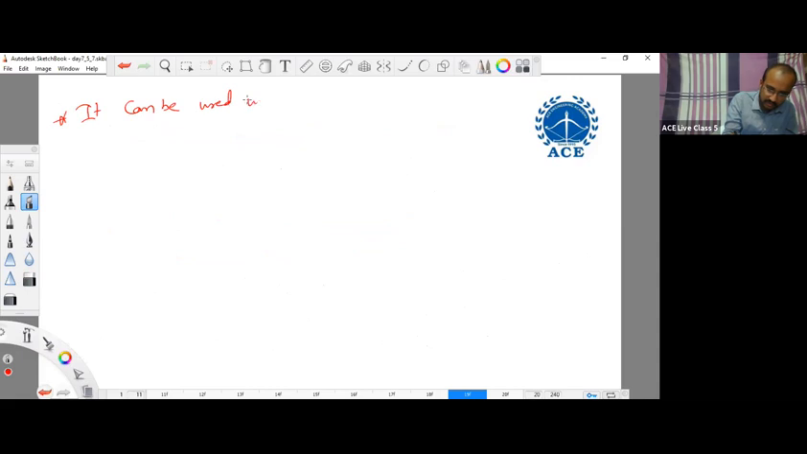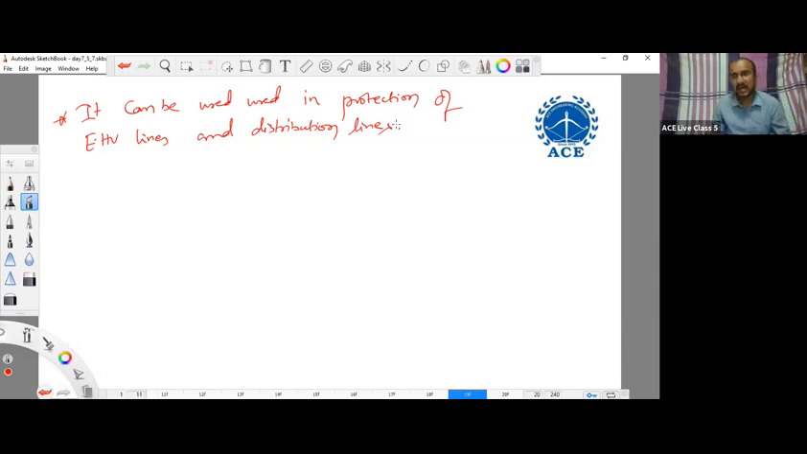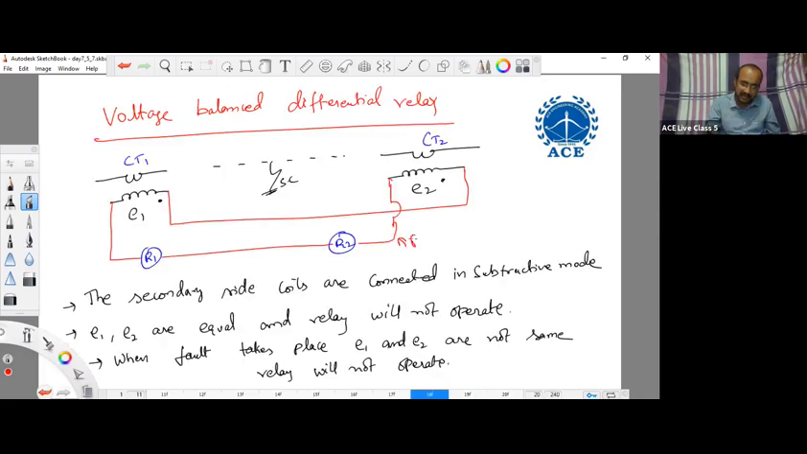It can be used in protection of EHV lines, extra high voltage lines, and distribution lines. Distribution is three phase or single phase? Distribution is three phase. So for one phase, how many pilot wires are required? Two pilot wires. For one phase, you require two pilot wires.